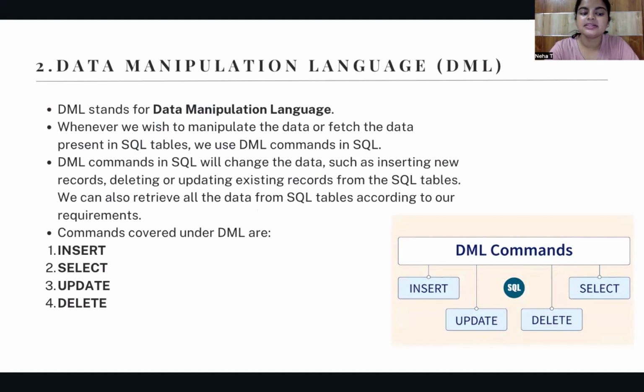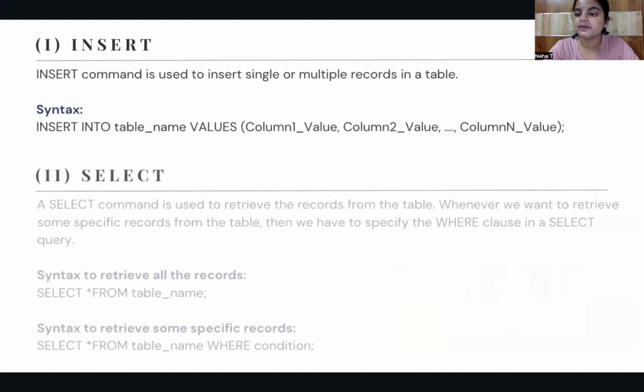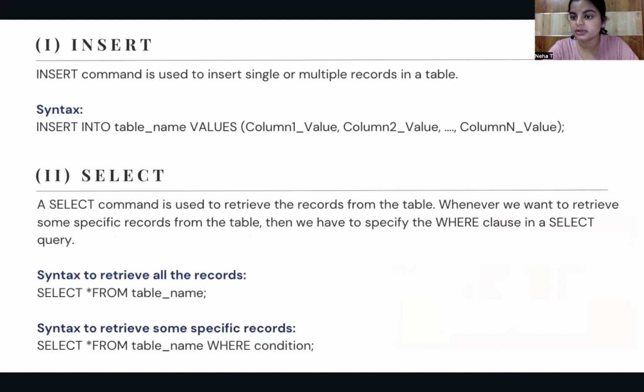DML commands in SQL will change the data, such as inserting new records, deleting or updating existing records in the SQL tables. We can also retrieve all the data from SQL tables according to our requirements. This is what the DML commands do. The commands covered under DML are INSERT, SELECT, UPDATE, and DELETE. So these are the four commands under DML. Now we have INSERT. We'll be seeing these one by one.